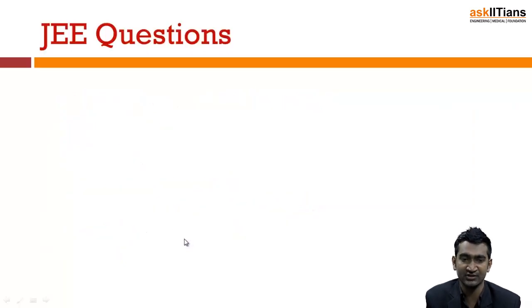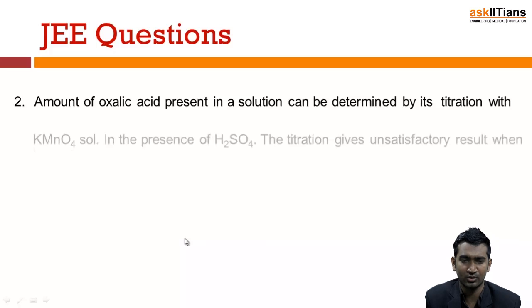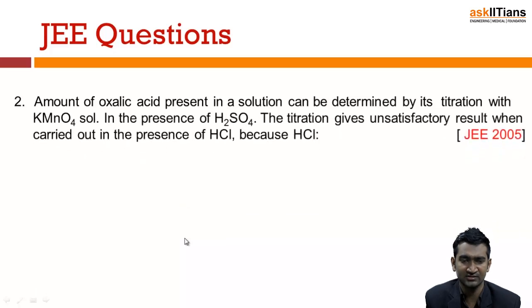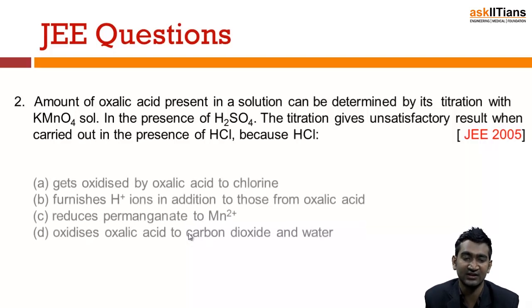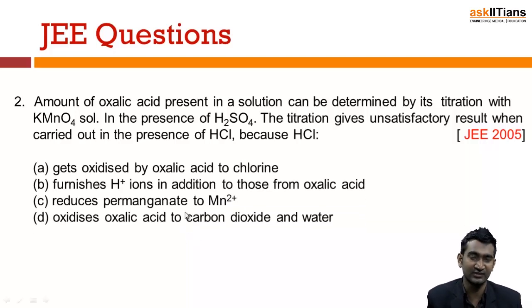Let's move on to the next question, guys. The question is that the amount of oxalic acid present in a solution can be determined by its titration with KMnO4 in the presence of H2SO4. Now this titration gives an unsatisfactory result if I am taking HCl. So what is the reason?